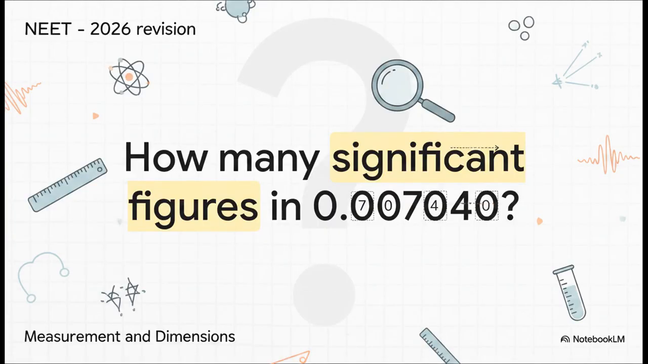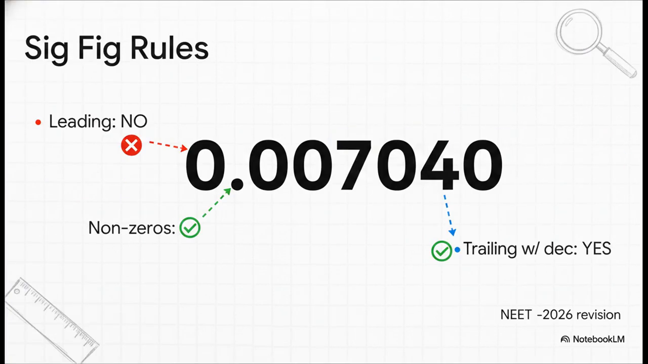All right, here's a notoriously tricky one, MCQ4. How many significant figures are in the measurement 0.007040? Is it 3, 4, 6, or 7? Examiners absolutely love this exact number format because it tests practically every rule at once. Can you spot the trap? 0 is, without a doubt, the peskiest number in physics.